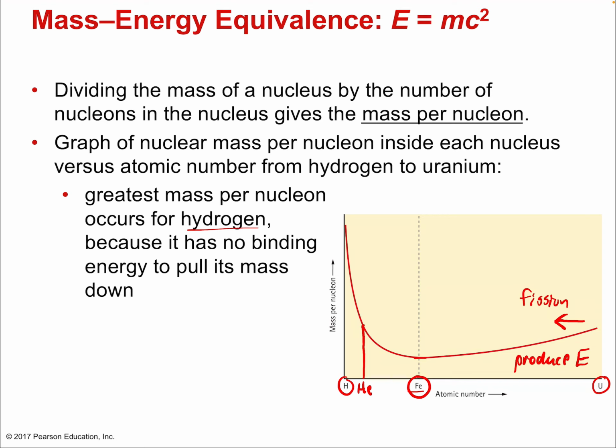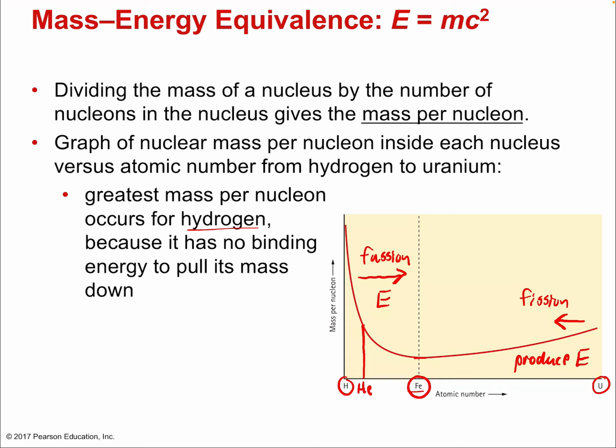But turning hydrogen into helium actually produces energy, and it does it through fusion. Because if you fuse, which means bring together two hydrogen and make a helium atom, then that actually produces energy again. So everything that's lighter than iron produces energy through fusion.